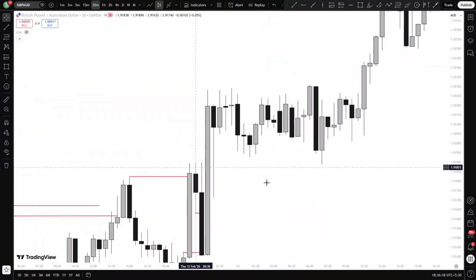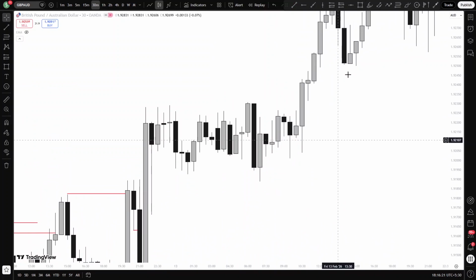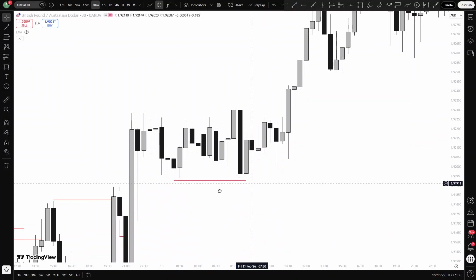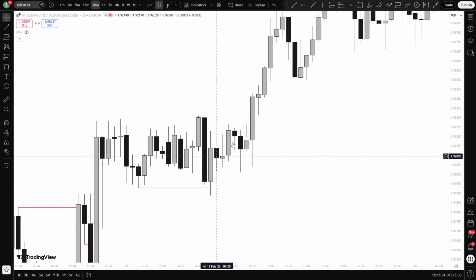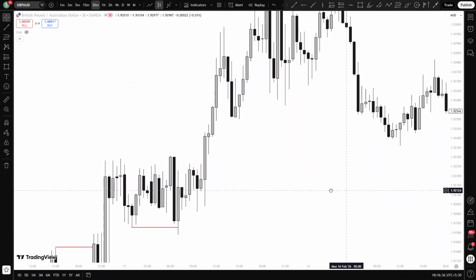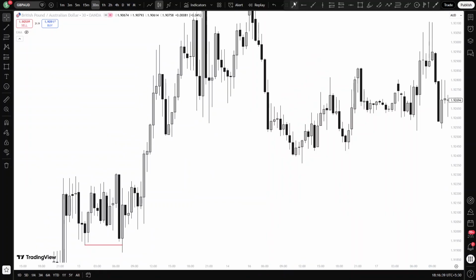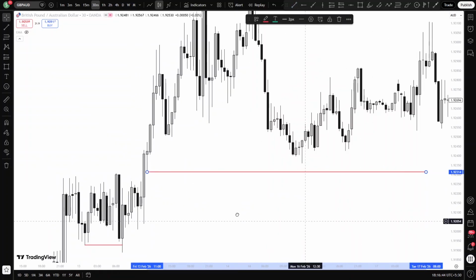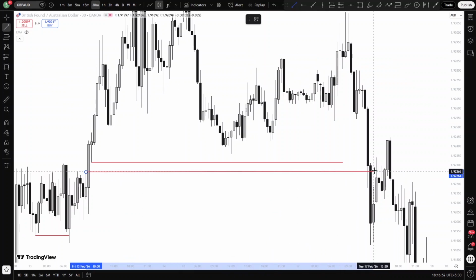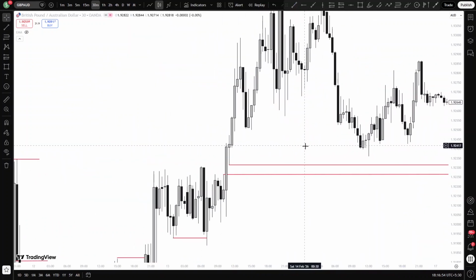Okay, so here we have no fair value gap. The market gave us a sweep here. After giving us a sweep, do we have any fair value gap here? No, we don't have any fair value gap. Where do we have our fair value gap? We have it here. This is where we have our fair value gap. Did the market give us a pullback to this fair value gap? No, it did not. It continued to move.